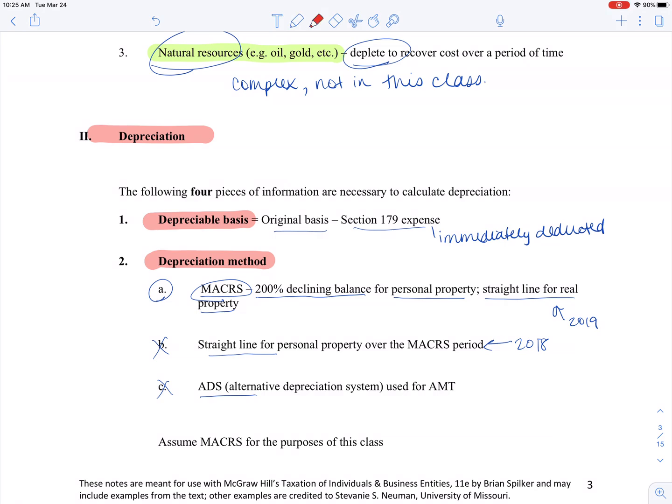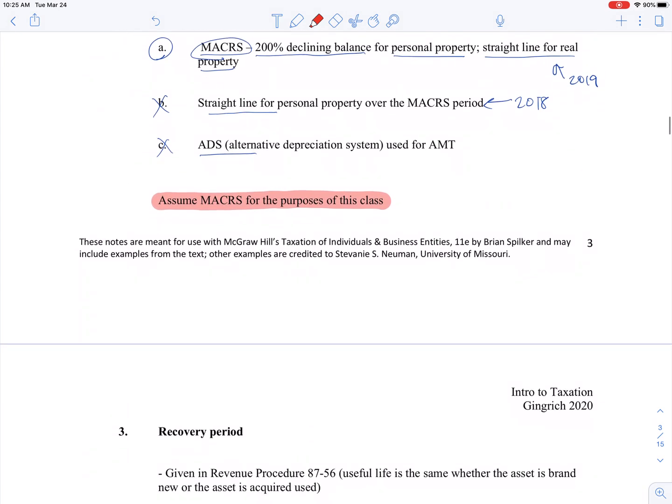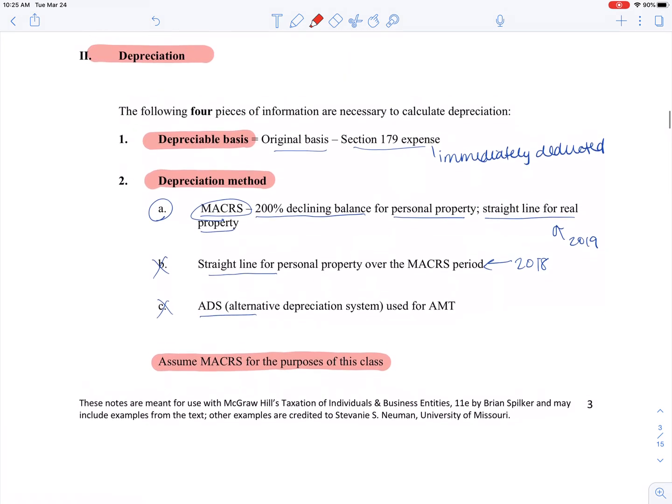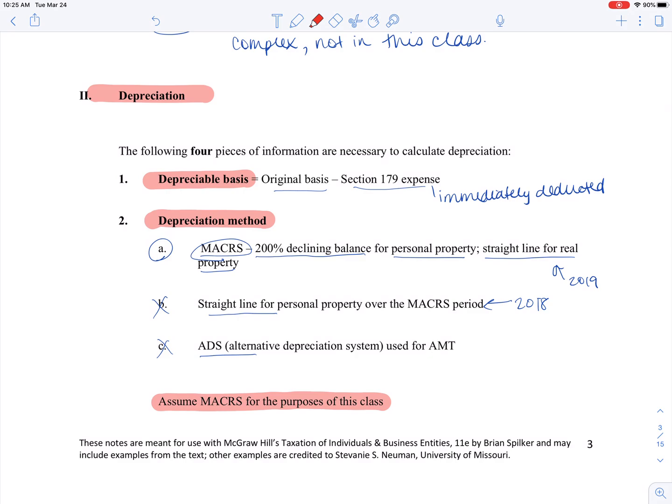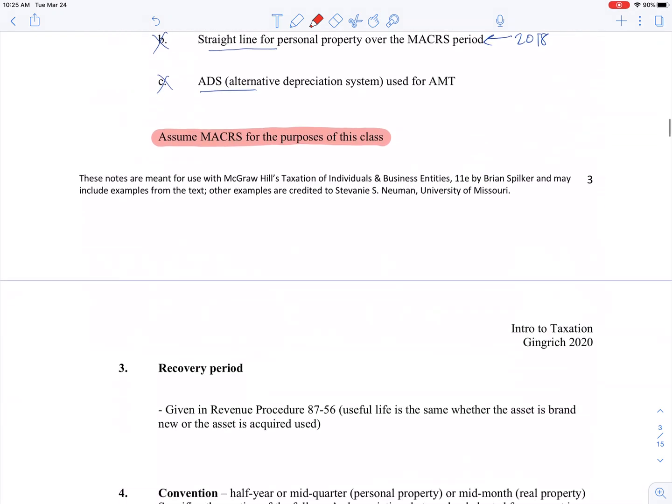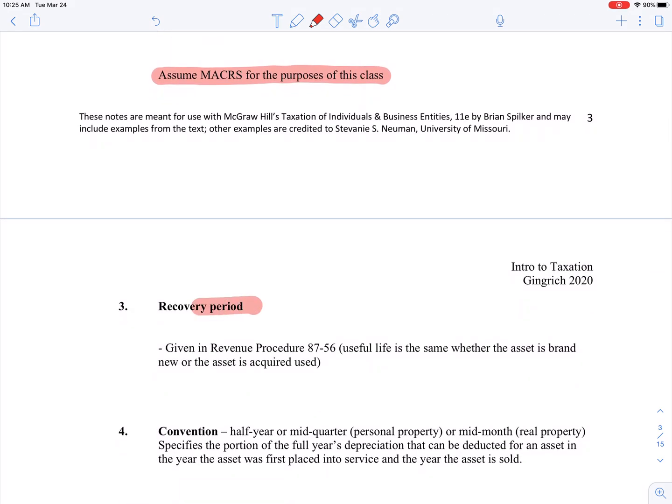For our purposes, we're assuming MACRS for the purposes of our class. They're not going to be switching between the methods, but in theory that could happen. But for assets placed the same year, you have to use the same approach. All right, so the first 2 things we have to know for depreciation: depreciation basis, depreciation method. The next one is the recovery period.